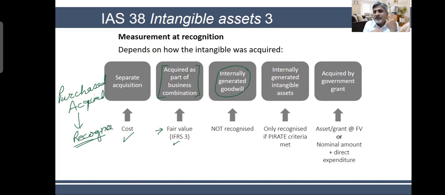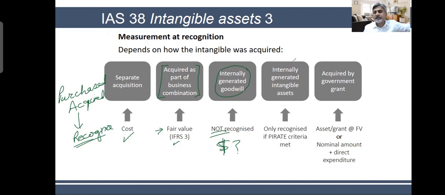But if you have internally generated goodwill, for example, you are very good with your customers, you have developed very fine products, you are providing very good customer service, your customers are very happy with you, you have a very good relationship in the market, a very well-established brand name, all of this you have developed yourself. You might have spent money on customer care, you might have spent some money on developing this customer base, but you cannot recognize it because there is no way to value it. How do you value it? There is no valuation for that. You cannot say that it is 1 million. So it is not recognized.